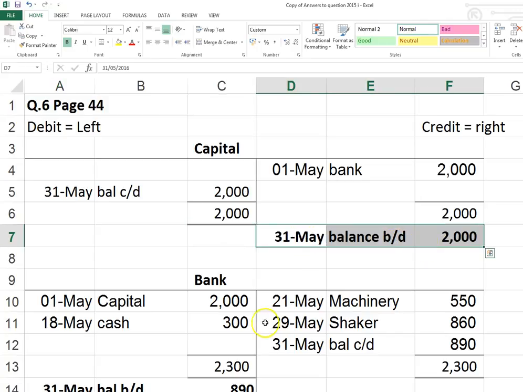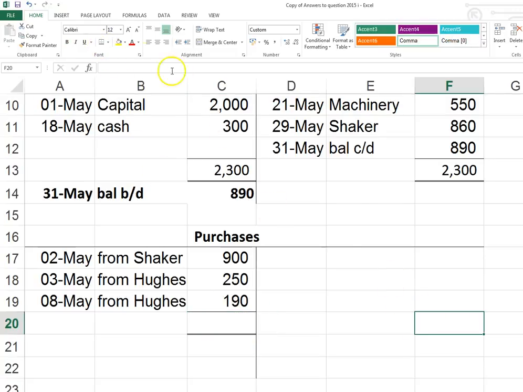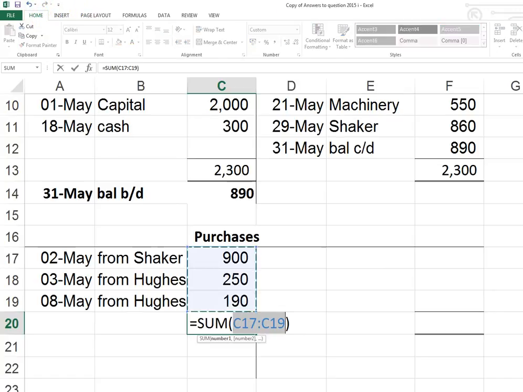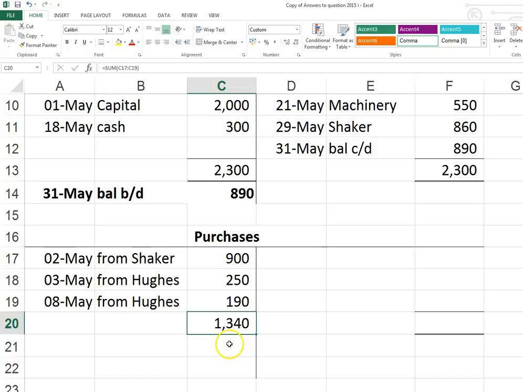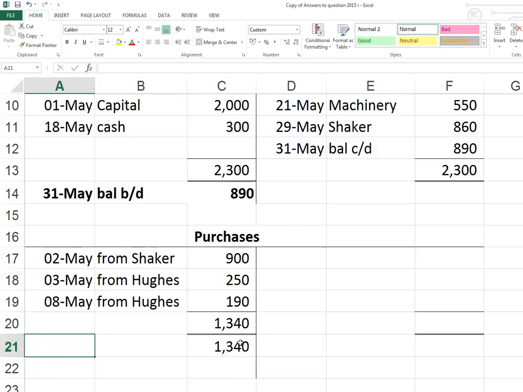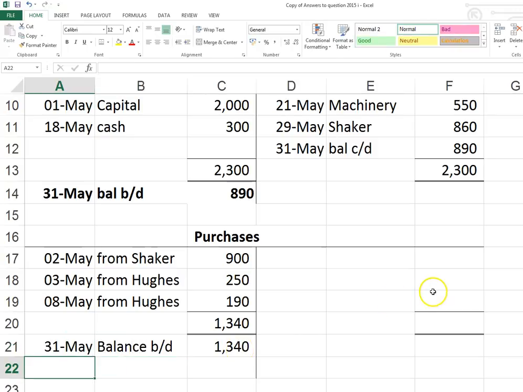But that's what's important here. Same way in the bank, 890. Purchases, put in two totals. Our purchases add up to 1340. And it's easy to see with this account that the debit side is bigger than the credit side by just that amount, 1340 even. So the balance brought down at the end of the month is 1340.